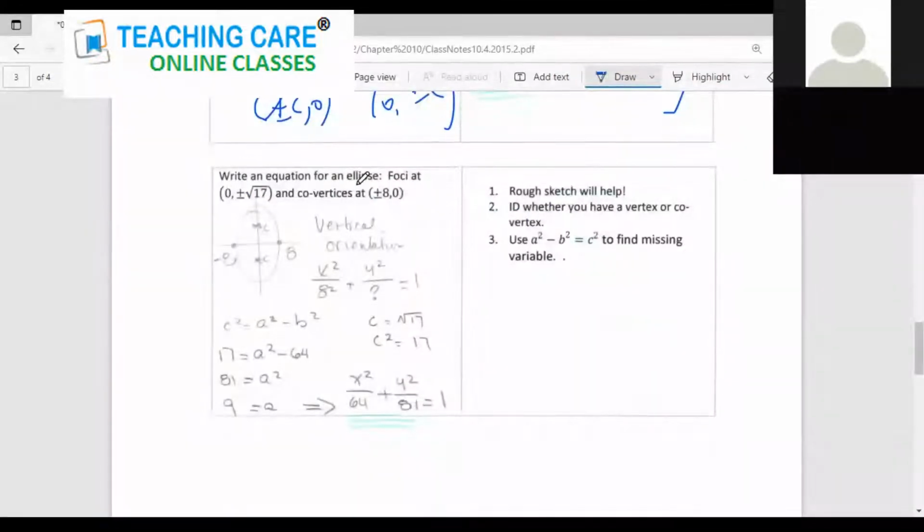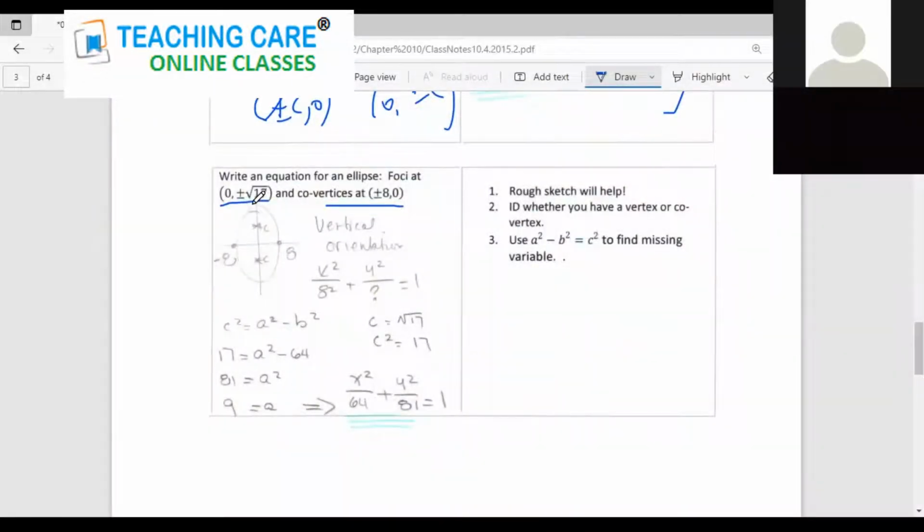Now, write an equation for an ellipse with foci at this and co-vertices at this place. They have given the foci for us. So it is 0, comma, plus or minus square root of 17. So in that case, it's the first type. So x squared over A squared plus y squared over B squared equals 1, where we don't know B. So what I can do is C squared equals A squared minus B squared.